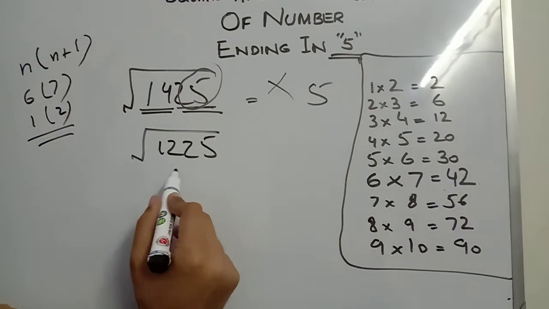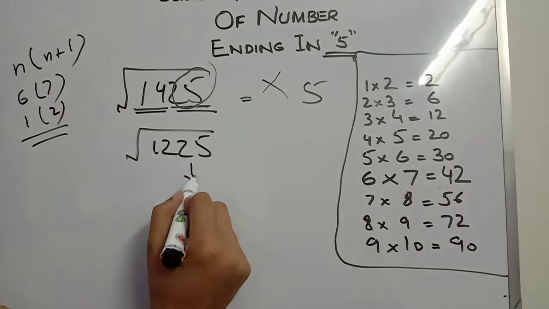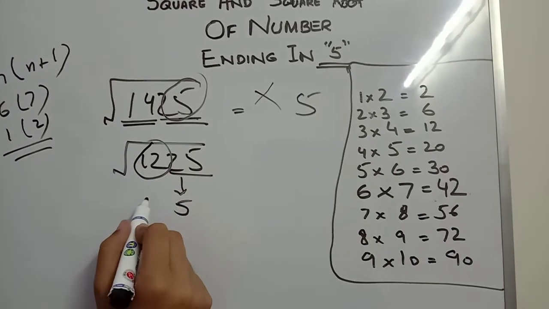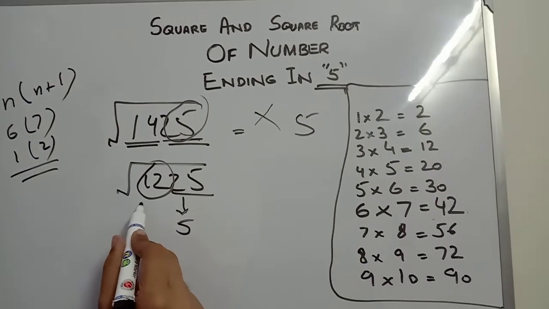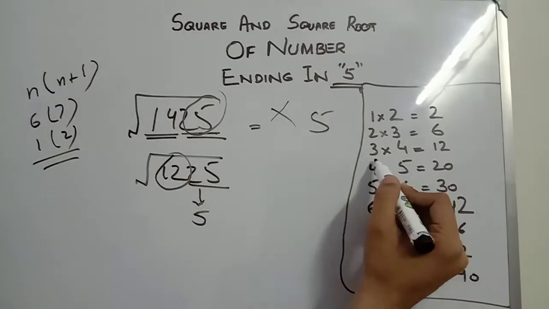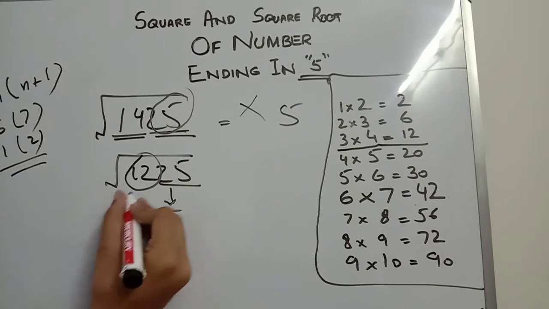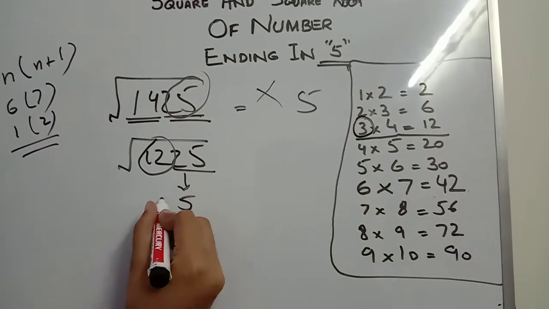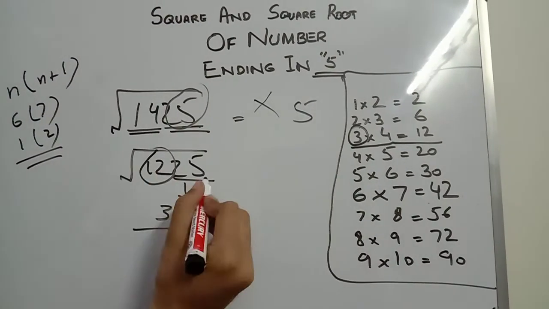Fine. Now let's take 1225. We write 5 for 25 and we have 12 remaining. Now if we break 12 into factors, we have 3 and 4 as you see here. What we do, out of 3 and 4, we select the smaller value 3 and write it. So square root of 1225 is 35.